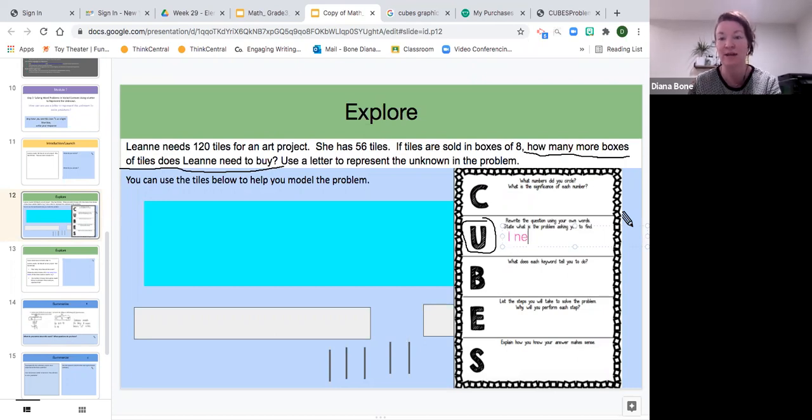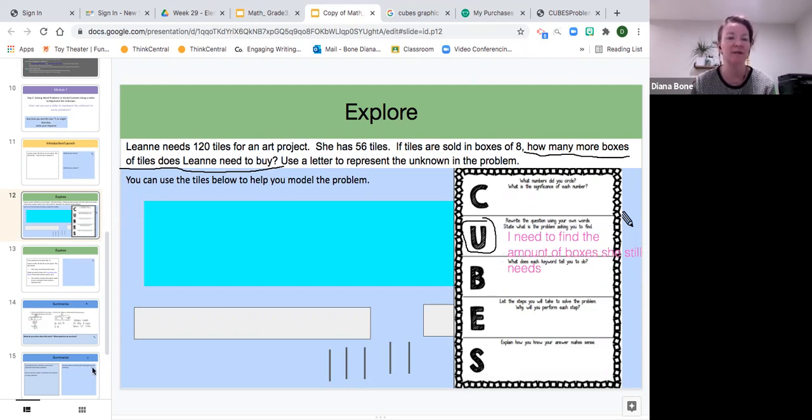So you really have to emphasize that you want your kids to say it in their own words. A sentence starter you can use is, I need to find the amount. Then they can fill in that blank to show you that they understand what they need to find. For example, for how many more boxes of tiles does Leanne need to buy, I need to find the amount of boxes she still needs. I know my typing is very big right now, but you get the gist. You really want to hold your students accountable for putting the question in their own words.